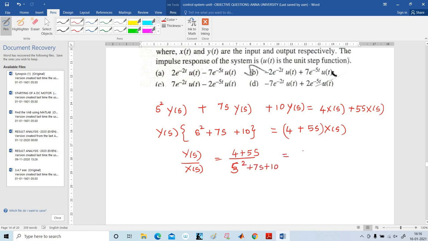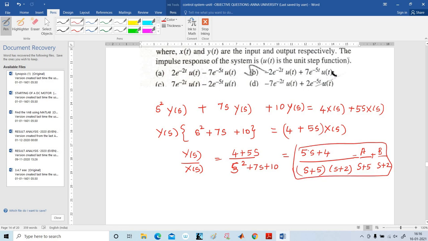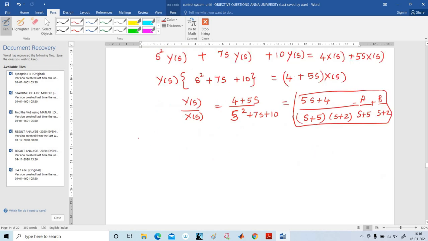Now I am going to rewrite this as 5S plus 4 divided by S plus 5 into S plus 2. Next I am going to apply the partial fraction: A by S plus 5 plus B by S plus 2. Now consider this equation and multiply both sides by S plus 5 into S plus 2.